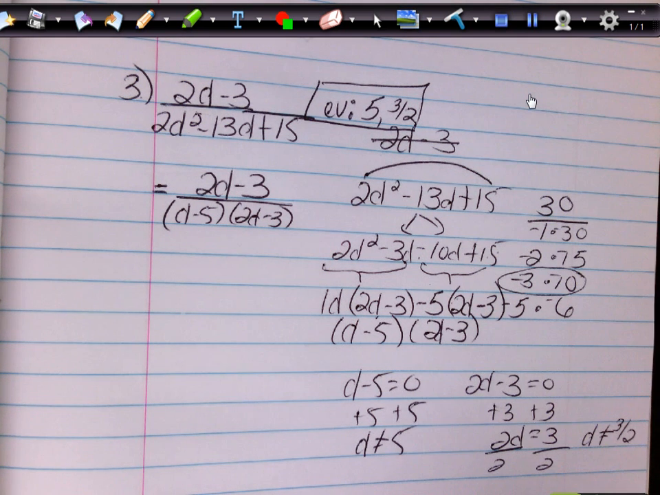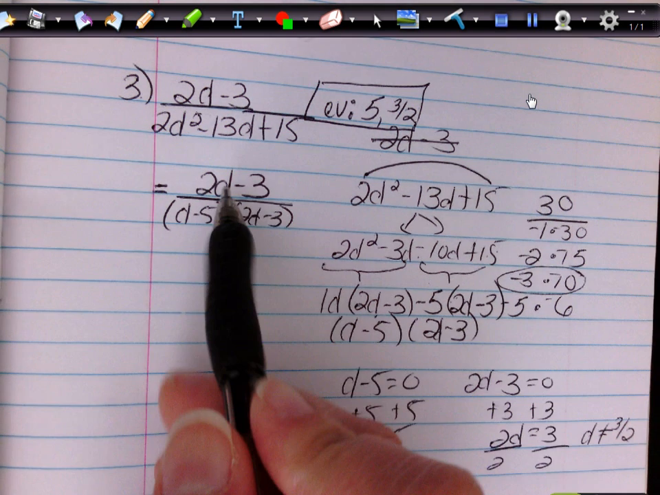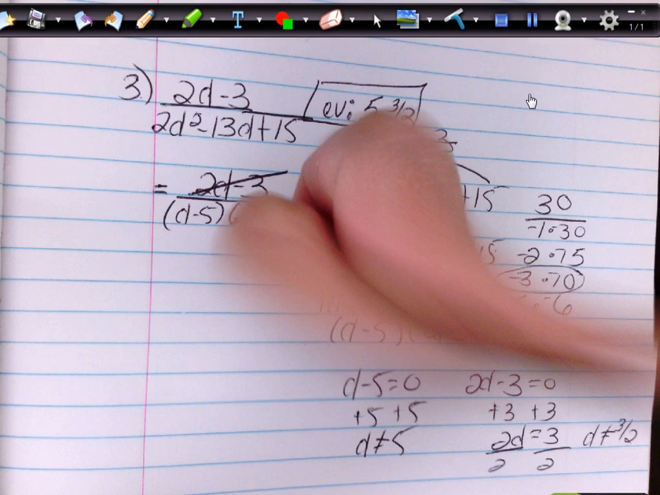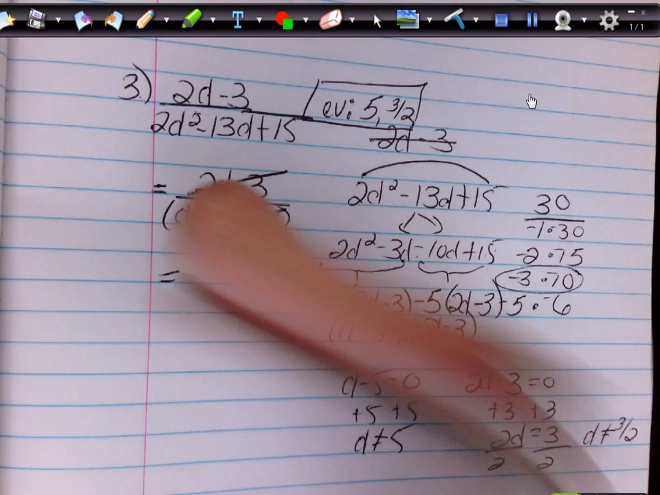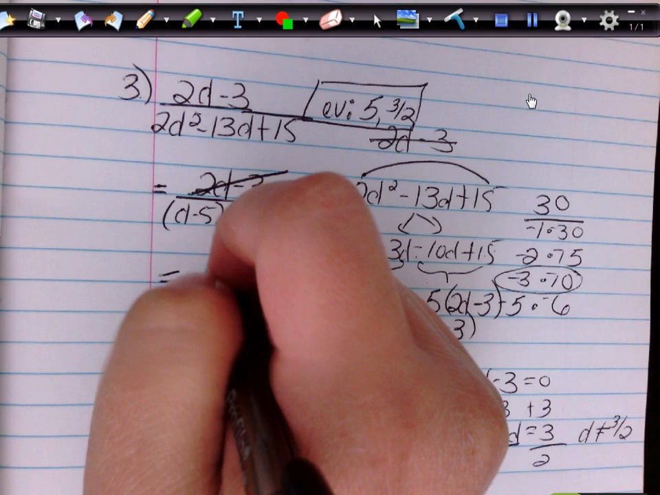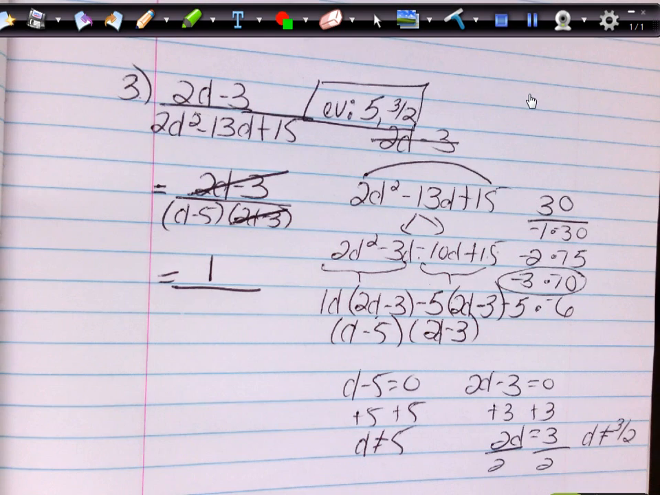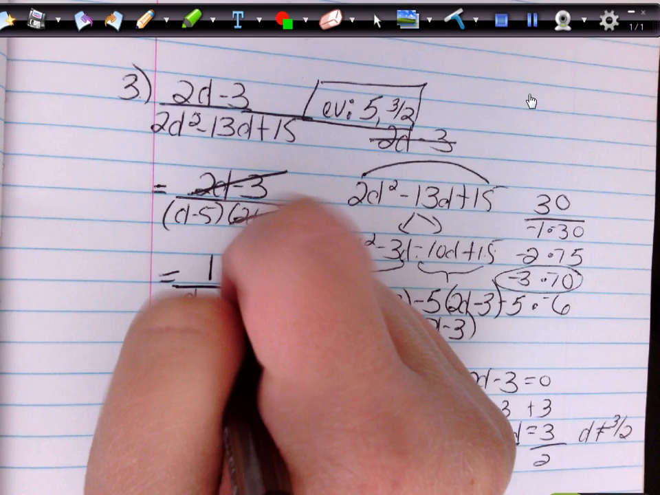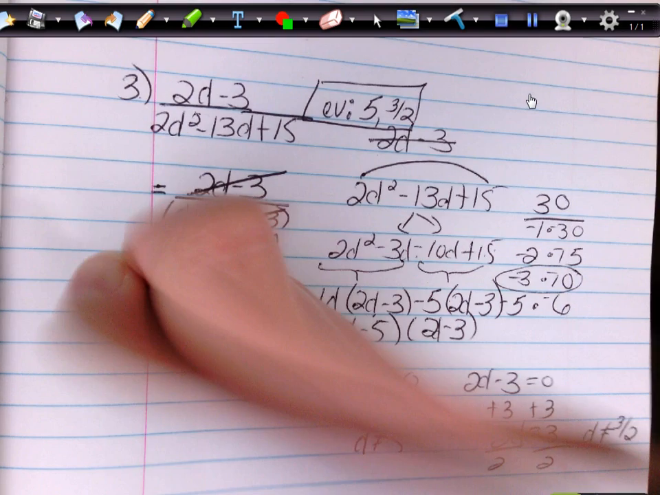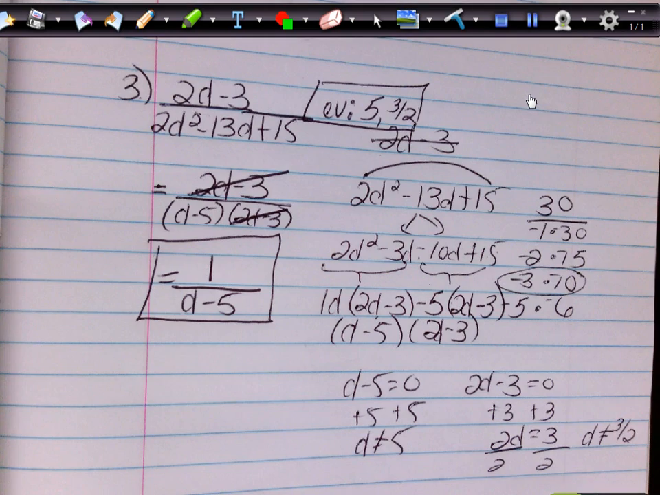Alright, now we're going to look and say, okay, what can I cancel? What's the same on the top and the bottom? On the top I have a 2d minus 3, and on the bottom I have a 2d minus 3. So I can go ahead and cancel those. And I'm going to write down what we have left. I don't have anything left on the top because it's been marked out, so I'm just going to put a 1. So if everything's been marked out on the top, you have to have the 1 there. And then on the bottom I have d minus 5. So there's my simplified rational expression. Again, please make sure that you have all of that work down before you move on.